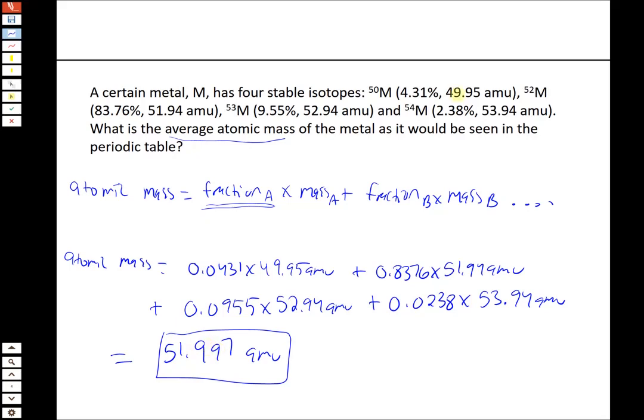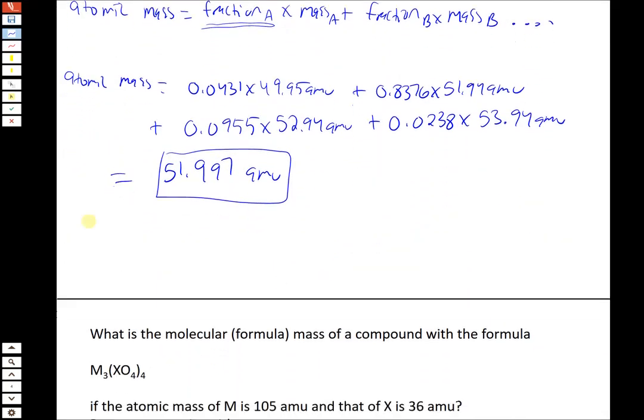So if we had gotten a number that was smaller than 49.95 or bigger than 53.94, the two extremes of the isotope masses, then we would know we messed something up. So again, when you're doing numerical questions, sometimes it takes a lot of time to completely check your work and do all the calculations again. You may not have time to do the whole problem twice on an exam. But it's good to look at your answer and make sure it's at least reasonable, and those are some things you can check on problems like this.